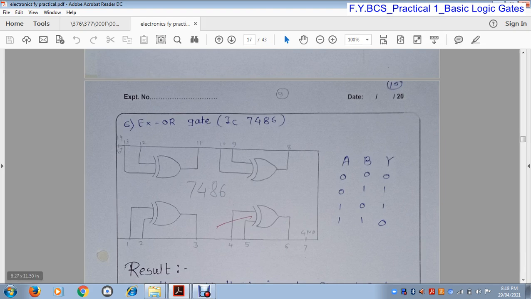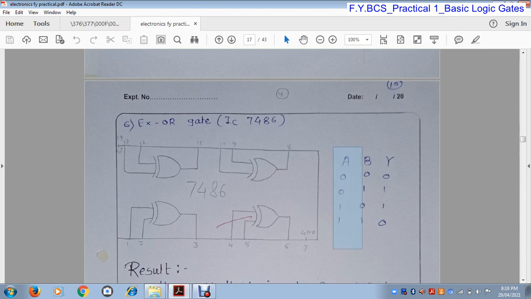Pin numbers 1 and 2 are the inputs of the XOR gate and pin number 3 is the output. 4 and 5 are inputs, pin number 6 is the output. 9 and 10 are inputs, 8 is the output. 12 and 13 are inputs, 11 is the output, and pin number 14 is VCC and pin number 7 is ground.